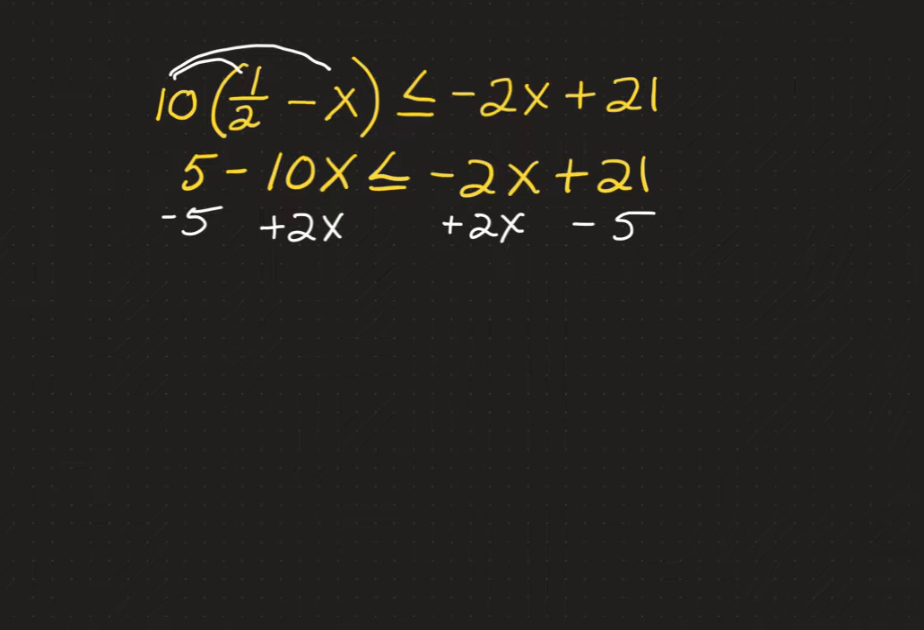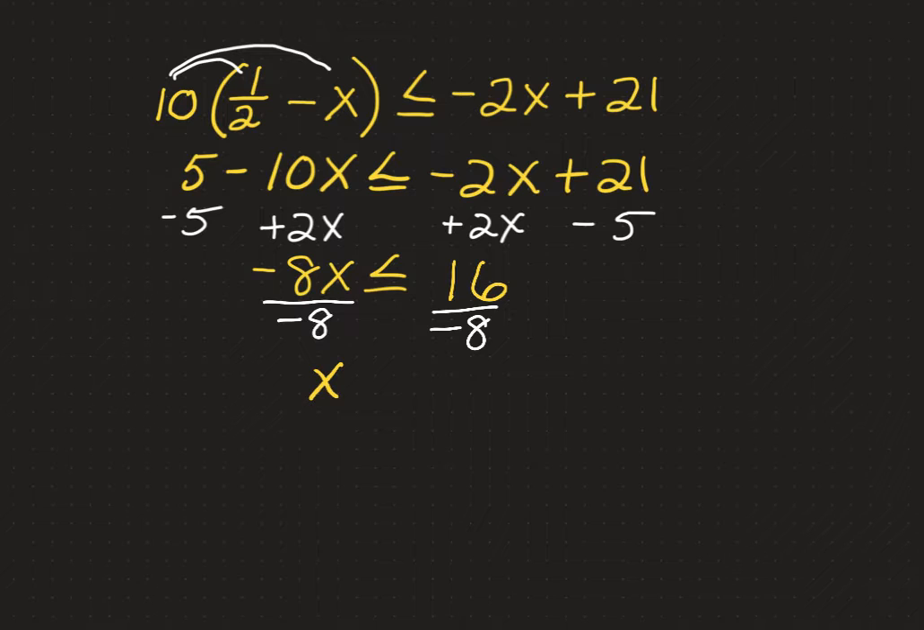5 minus 5 over here will give me 0, and negative 10x plus 2x will give me a negative 8x, which is less than or equal to negative 2x plus 2x gives me no x's on that side, and 21 minus 5 will give me 16. Okay, now I still need to isolate that x further. I'm going to divide by negative 8, and that's going to do two things. I'm dividing negative 8 by negative 8. That gives me 1, and that's 1 times x on that side.